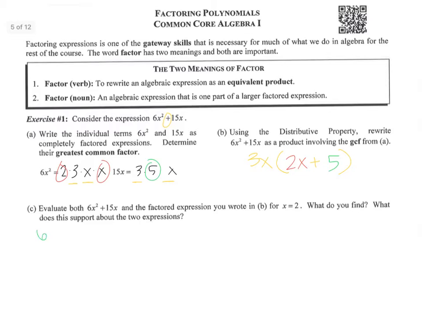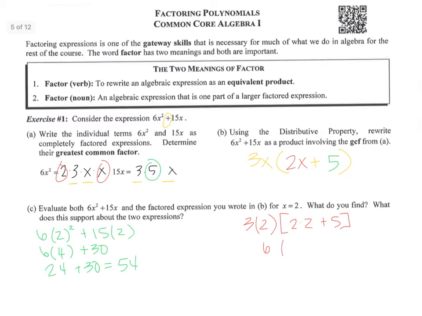So let's try the first one. 6 times 2 squared plus 15 times 2. So 6 times 4 plus 30, 24 plus 30 is 54. Now the next one, 3 times 2 times 2 times 2 plus 5. Well, 3 times 2 is 6. 2 times 2 is 4. 4 plus 5 is 9. 6 times 9 is 54. Please notice that we have 54 and 54. They equal the same thing, so they are equivalent expressions.